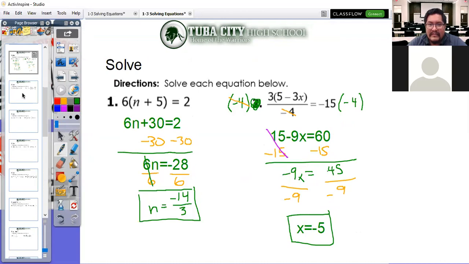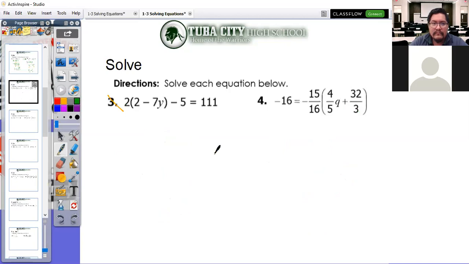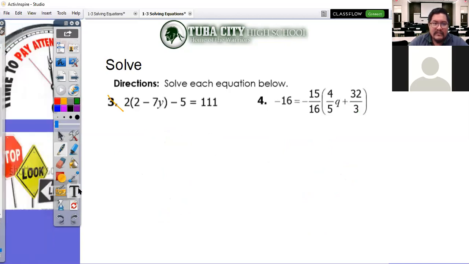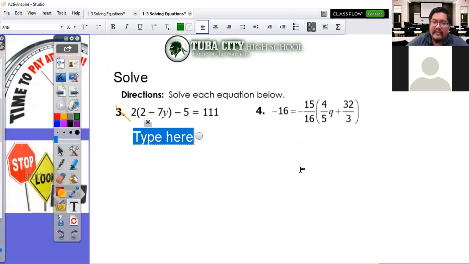All right, it looks like we're done with this page. Let's move on to the next one. All right, so this one doesn't look so bad. It looks like a regular type of problem. So let's go ahead and start by distributing that 2. So 2 times 2 and 2 times -4.